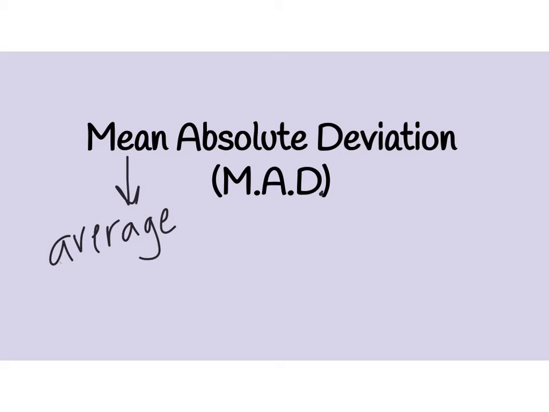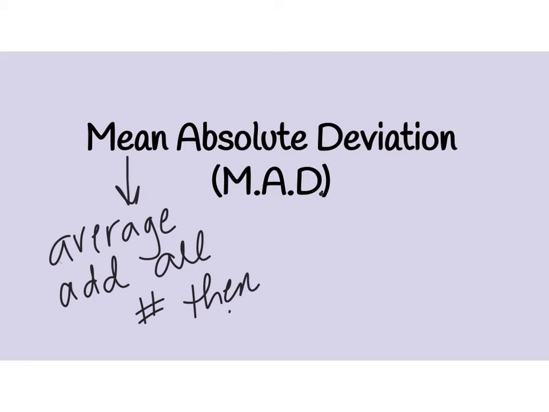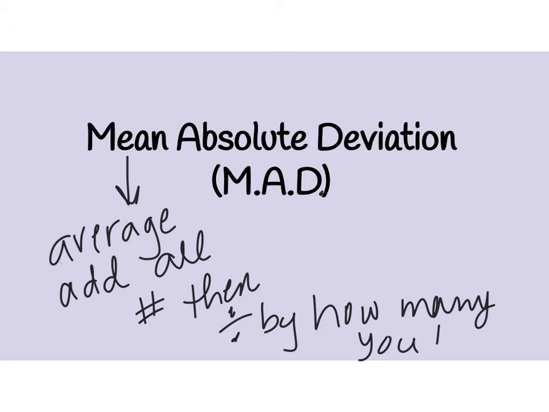So remember, to find the average, that's where you add all the numbers, and then divide by however many you have. Okay, and of course, use a calculator, not a big deal.